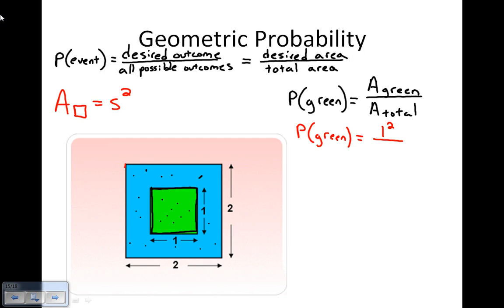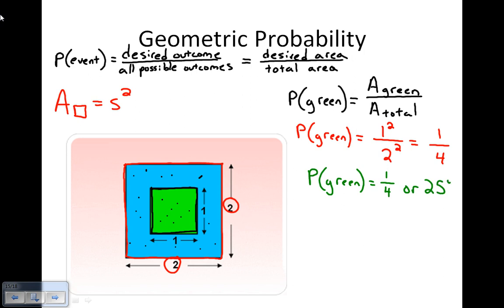The total shape is the entire large square. So my side lengths are 2 and 2. So it's over 2 squared. 1 squared is simply 1. 2 squared is 4. So my probability of hitting my green square is 1/4, or 25%. What that means is that for every 4 raindrops, 1 of them is going to land in the green area, and the other 3 are going to land outside of the green area.